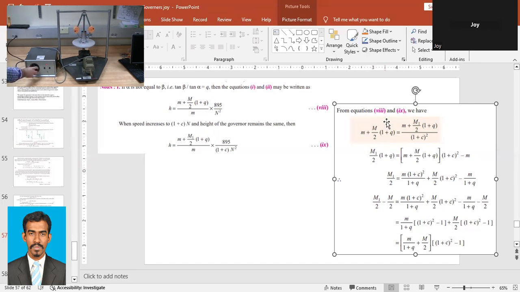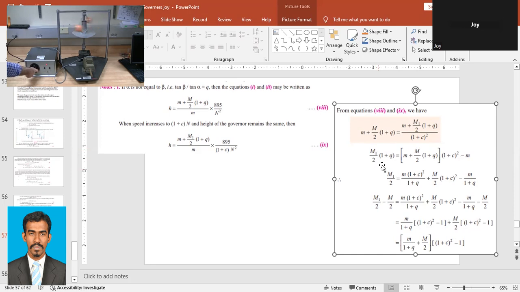M1 by 2 into 1 plus q, I'm making it the subject, equal to, I'm multiplying this entire part with this 1 plus c whole square, right? So m plus m by 2 into 1 plus q into 1 plus c whole square, multiplying it with 1 plus c whole square minus this m, because I made only this part, m1 by 2 into 1 plus q, the subject. So there's an m, which means minus m, okay? Minus m.